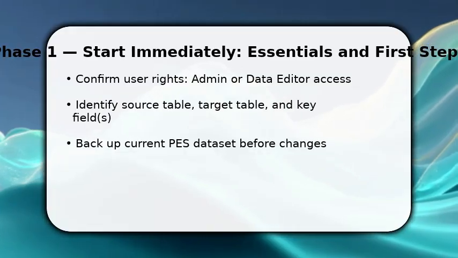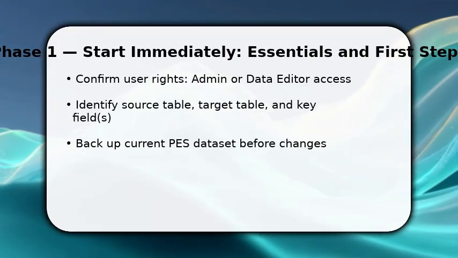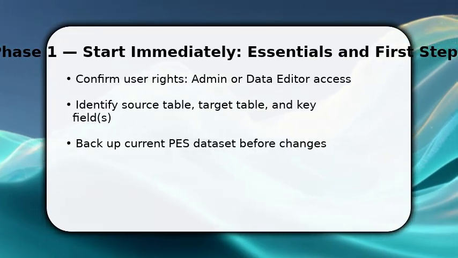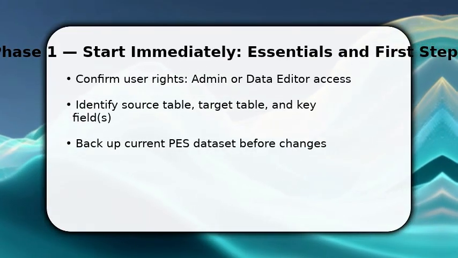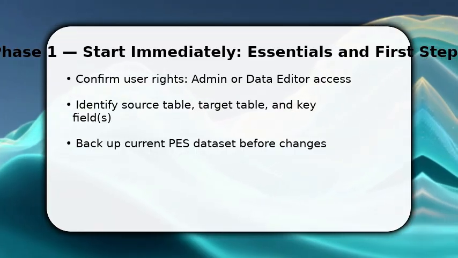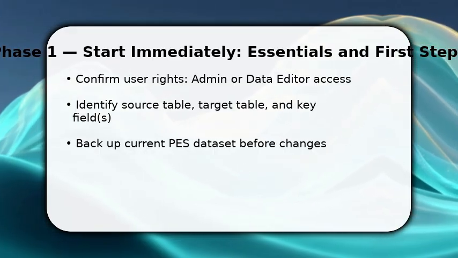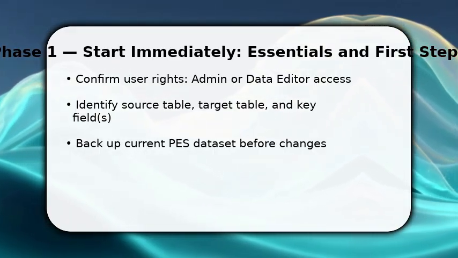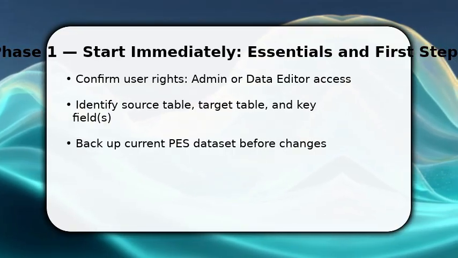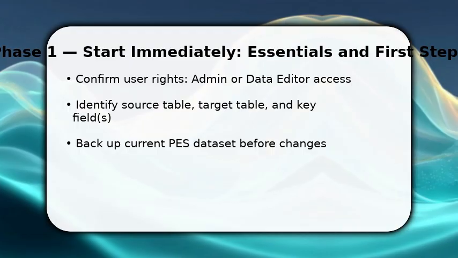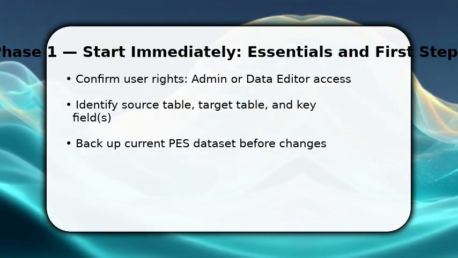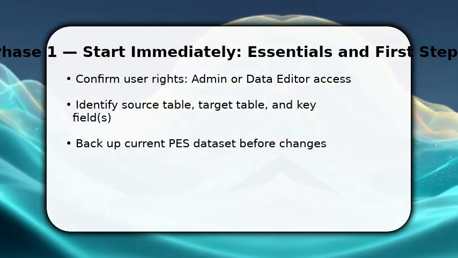You start by confirming permissions and backing up the PES dataset. This prevents lost work. Next, open the source and target modules so you can see both schemas side by side. Once done, identify the primary key in the source and the matching foreign key in the target and verify data types match. Make sure to note any nulls or formatting differences now, because mismatches cause failures.